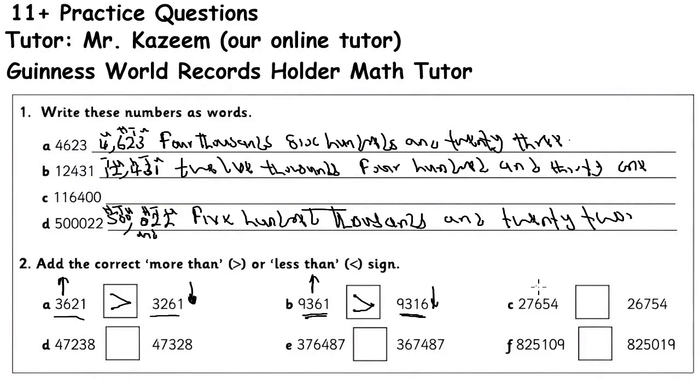Part C, we have 27,654 and 26,754. Which one is highest? This definitely. So this goes up, this goes down. So 2 points again, closer to the first one, and 1 point closer to the other one. And we join them all together. Simple as that.